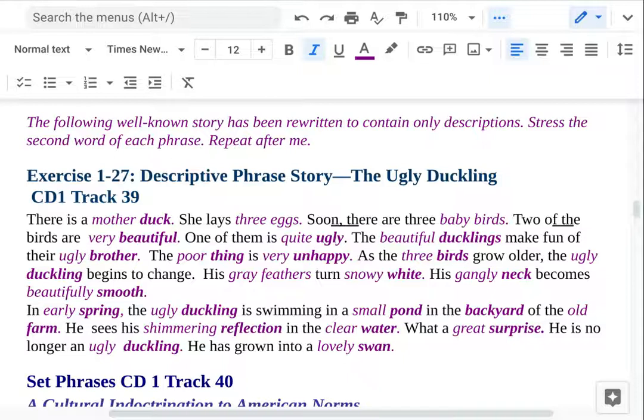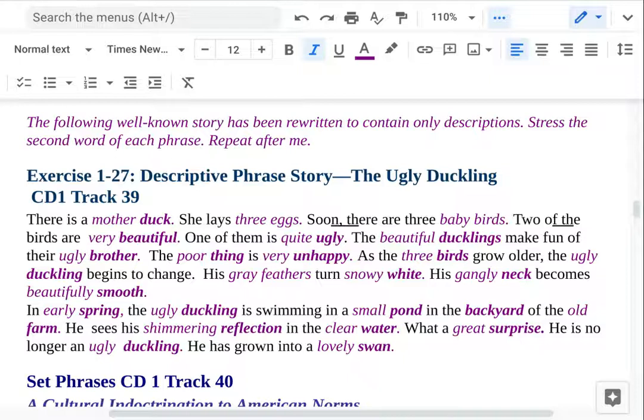As the 3 birds grow older, the ugly duckling begins to change. His gray feathers turn snowy white. His gangly neck becomes beautifully smooth. In early spring, the ugly duckling is swimming in a small pond in the backyard of the old farm.